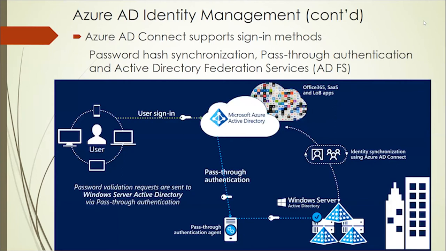Let me move that out a bit. Okay, so in identity, you have something called Azure AD Connect, which allows you to have different signing methods. As an identity provider, there are three common ways to have people authenticate. One is called password hash synchronization. What that means is the on-premises AD, which is the Windows AD, holds the password for your internal network, and you can sync your password to the Azure AD, and all the user information will be on Azure AD.